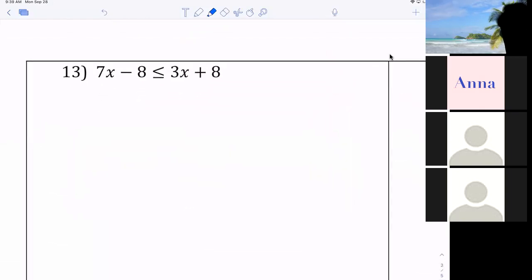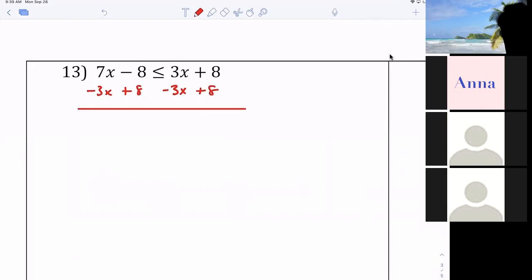So 13. Again, we're solving. I've got to combine the x's. So I'm going to move the 3x, and I'm going to move the negative 8. If I move the 3x over, I'm going to do what? Subtract 3x. Everybody's going to put minus 3x, and then I'm going to do what? Add 8.